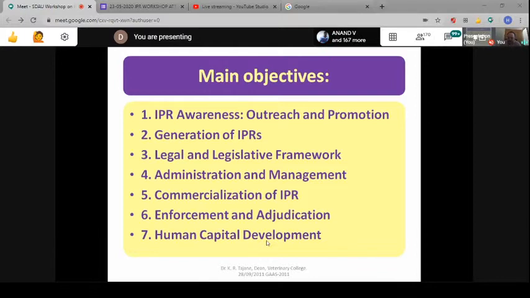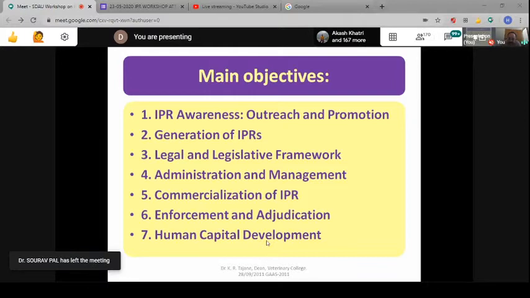Then they have also promoted the commercialization of technology. If you are generating technology, you approach the government. The government will manage to commercialize your technology on your behalf and you will get the royalty. To that extent, the government is willing to help you bring your technology to the market. So that is the advantage of this new policy.